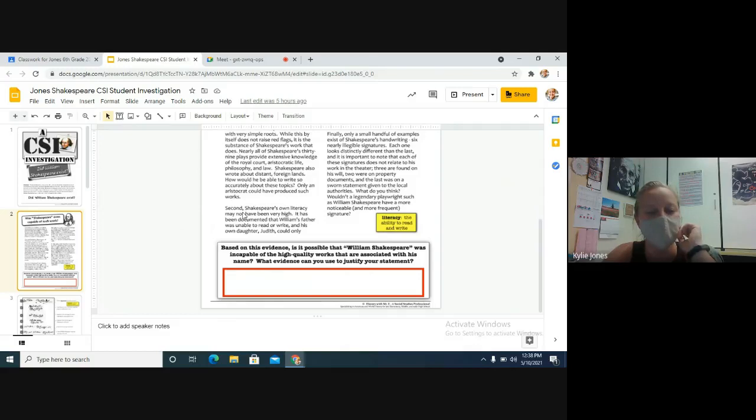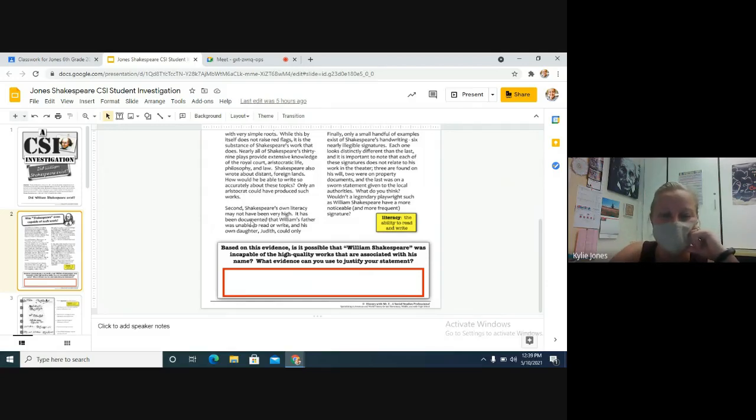Second, Shakespeare's own literacy may not have been very high. What does literacy mean? It's on the right as well, the yellow box. What does literacy mean? The ability to read and write. If his literacy is not very high, that means that he probably was not very good at reading or writing. If you're not very good at reading or writing, do you think you're going to be able to write 39 plays and hundreds of poems that are still used throughout the world? Now you have some doubts? All right. So let's keep going.